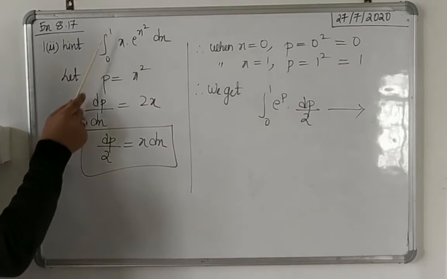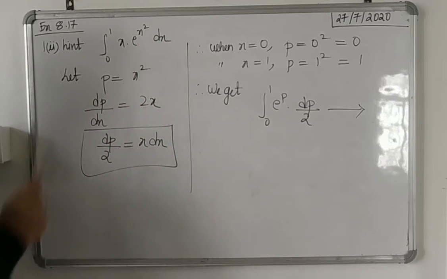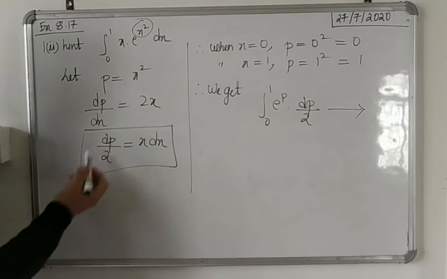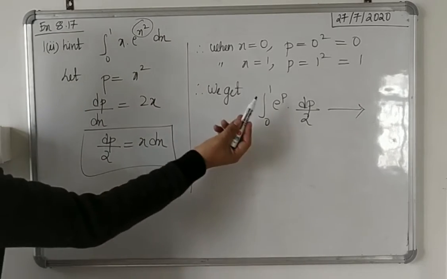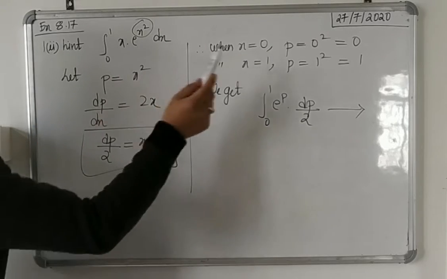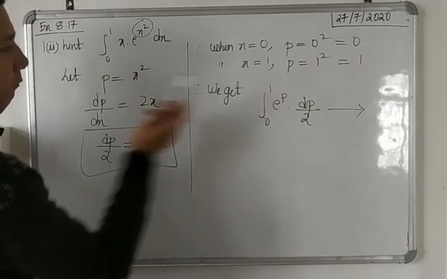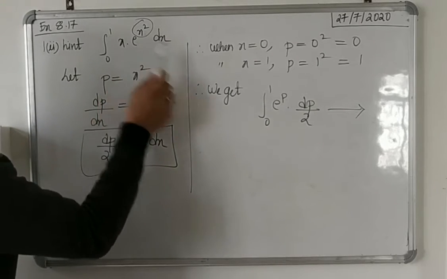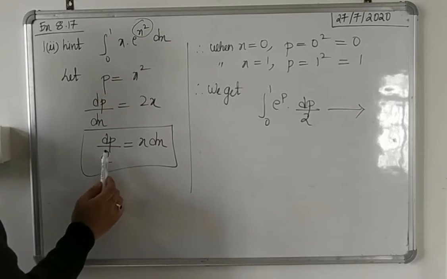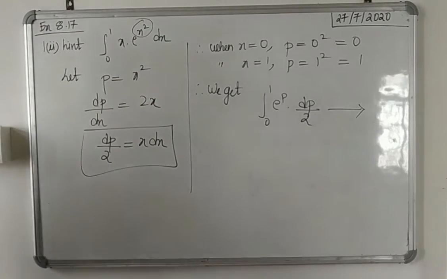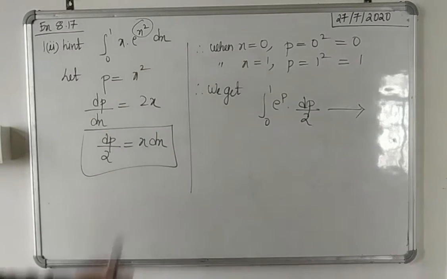The question is integral 0 to 1 x e to the power x squared dx. Again, substitution. The substitution out here would be to substitute x squared as p, you get this. And now we find the limits. When x equals to 0, p equals to 0. When x equals to 1, p equals to 1. So the new lower limit is 0, upper limit 1. E to the power p, x dx means dp by 2. And now from here you know what to do, isn't it? So pause the video and note it down and complete this.